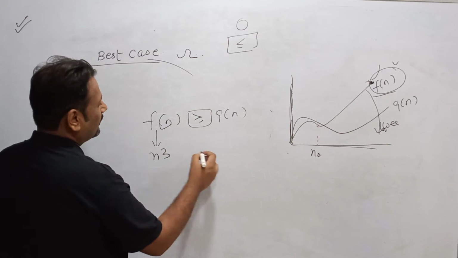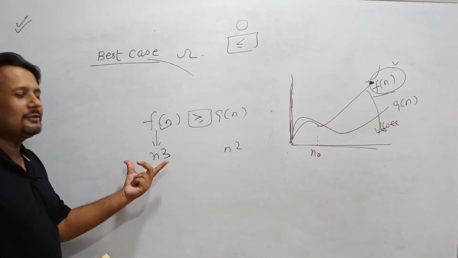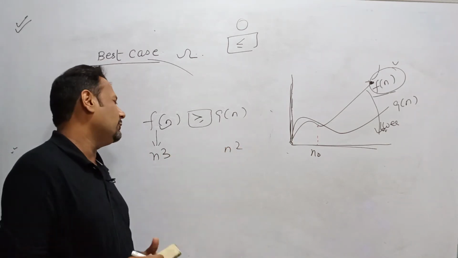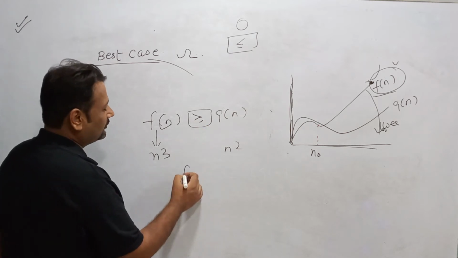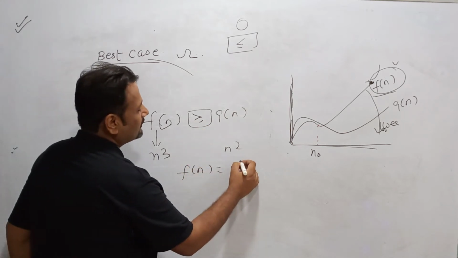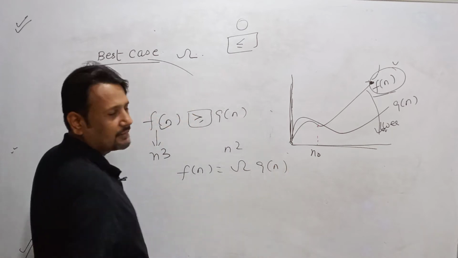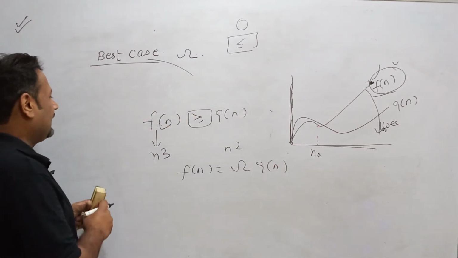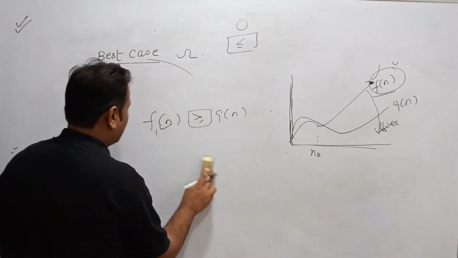n cube versus n square. Now this is always going to be higher than this one. So which relationship? Greater than or equal to. That means I can write f(n) is equal to omega of g(n). As simple. Now one more example.